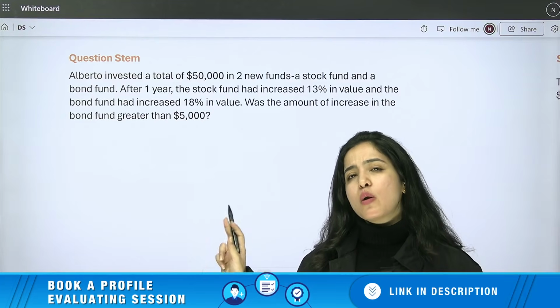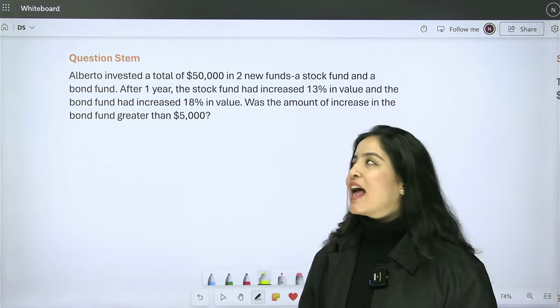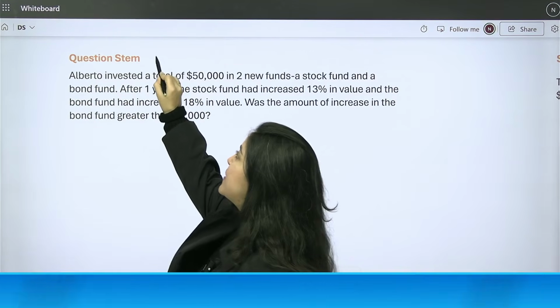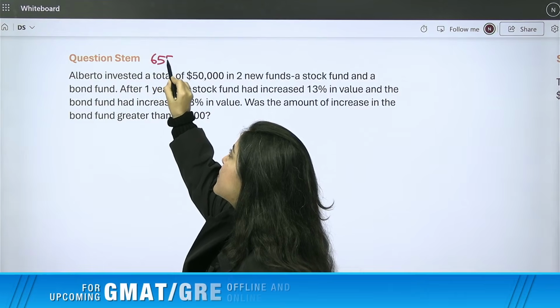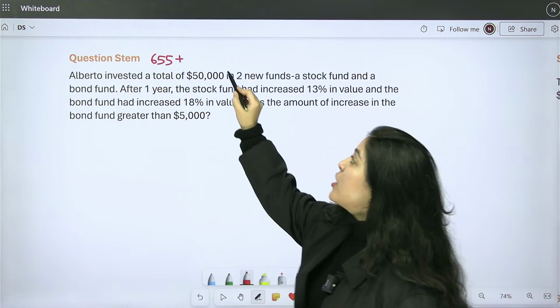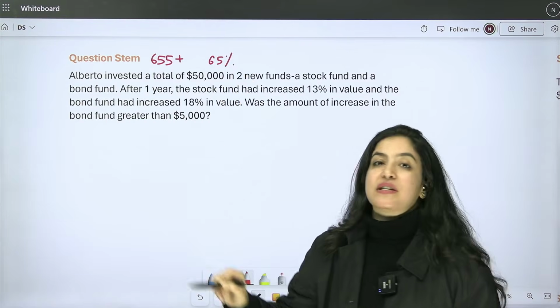First step should always be only analyzing the question stem completely. Now, what is this question? Some basics about this. First of all, this is a hard question, 655 to 705 level, which on GMAT Club, if you check the accuracy, has only a 65% accuracy.